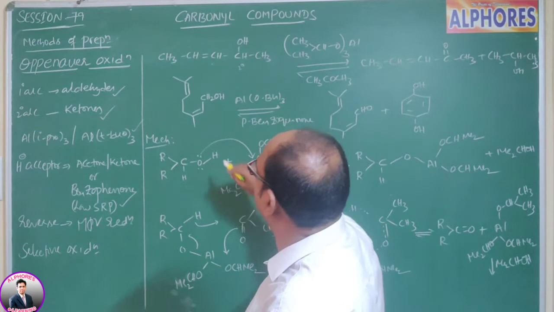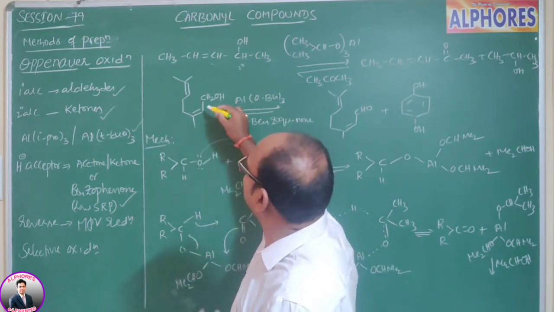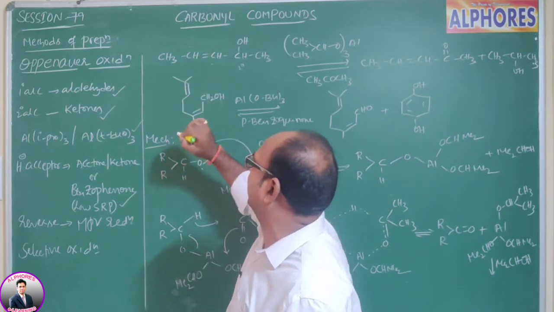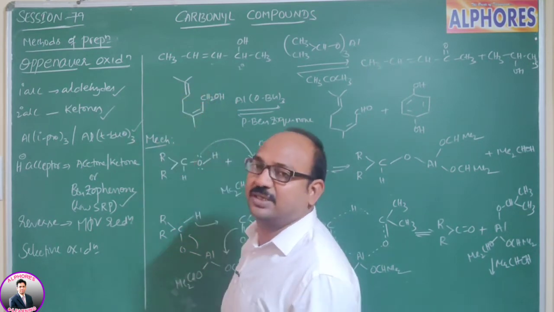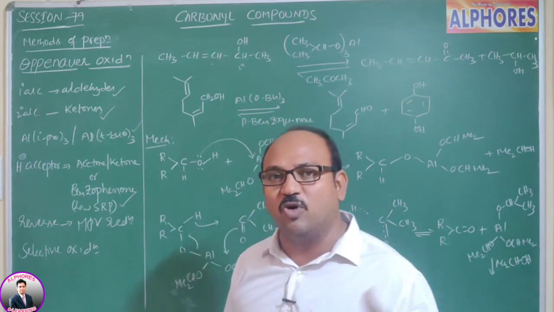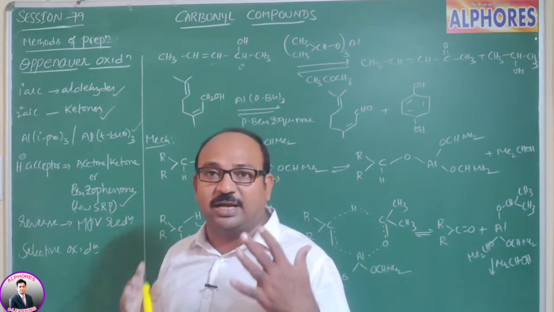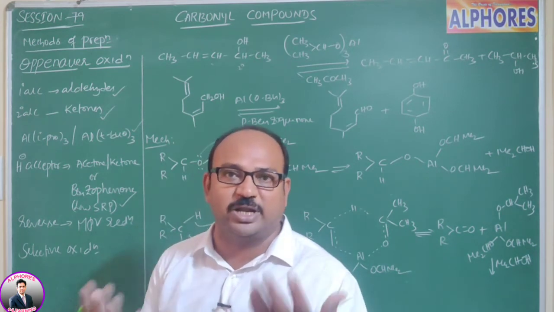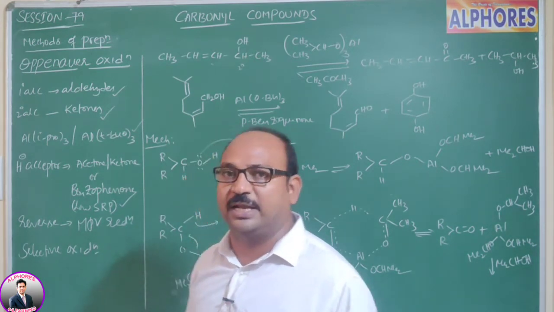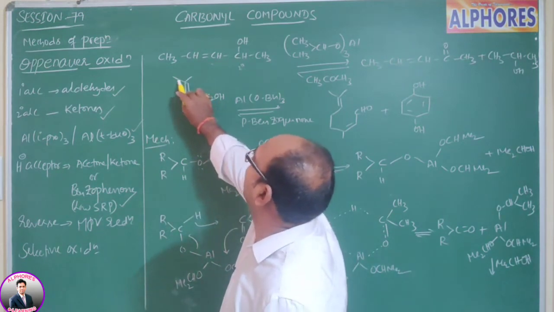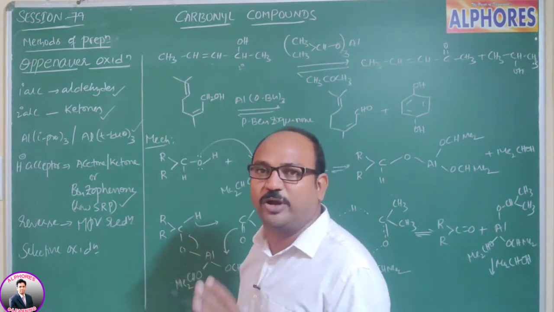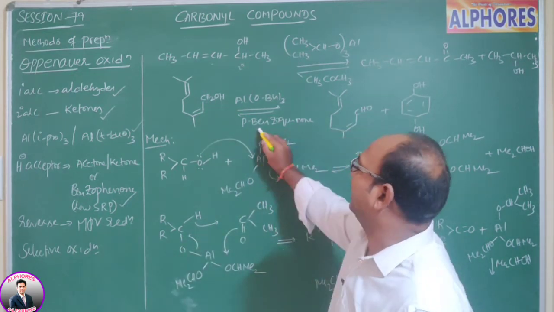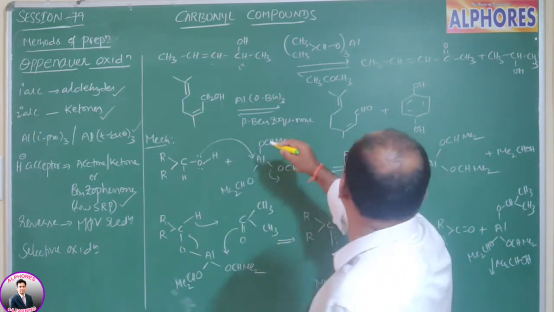Let us see. Here I am going to take one more compound, geraniol, in which two double bonds are there. Basically, the double bond which is more substituted has more tendency to oxidize, since it is more electron rich and has more tendency to accept nascent oxygen. But here, even though more substituted double bonds are there, they are not disturbed. Only the CH2OH converts into aldehyde.